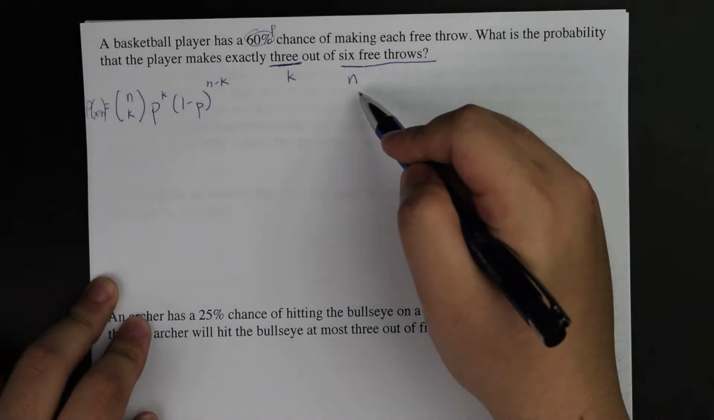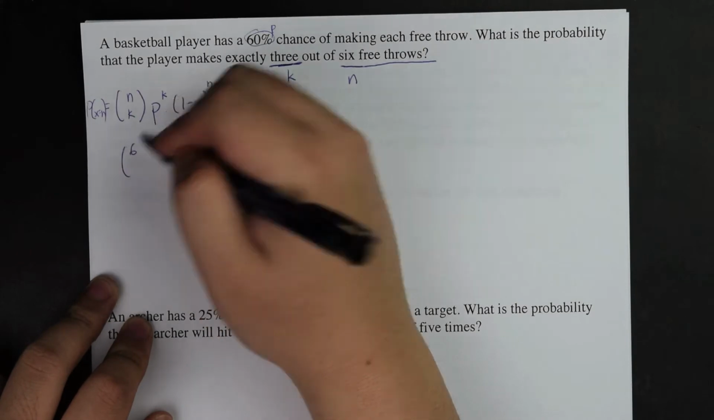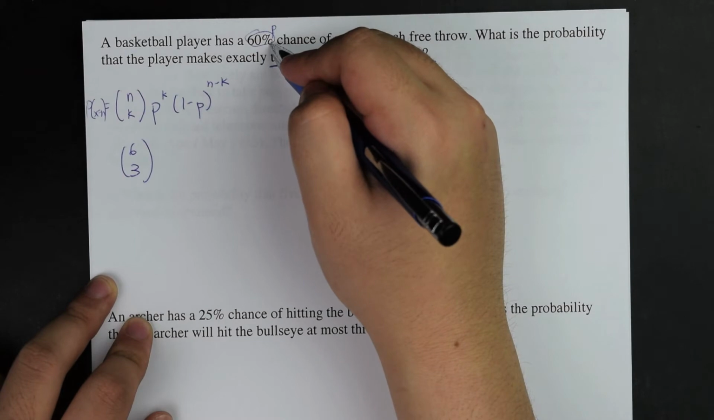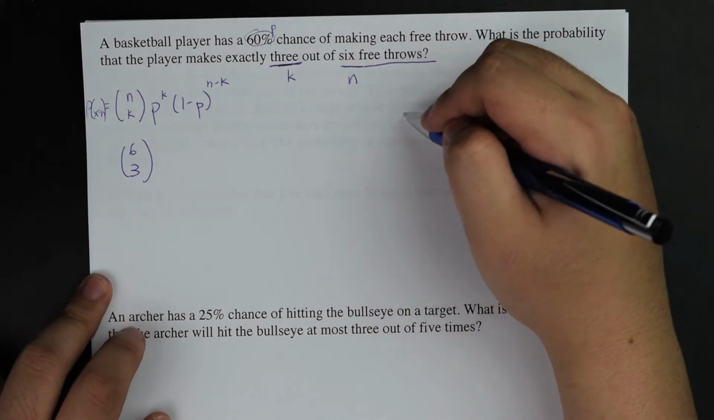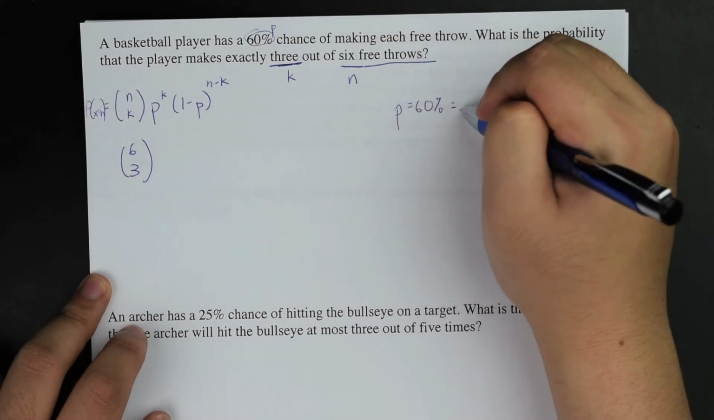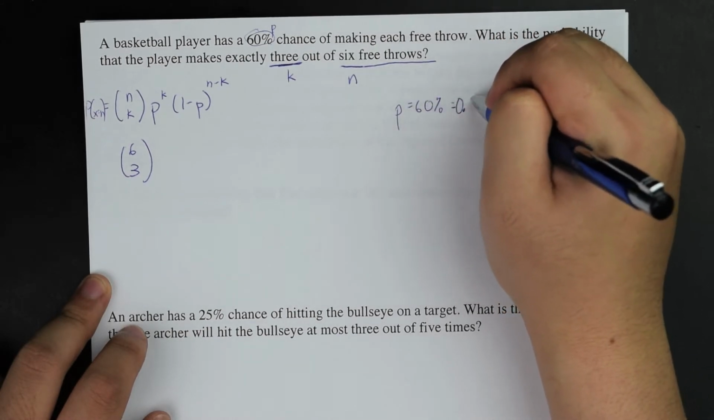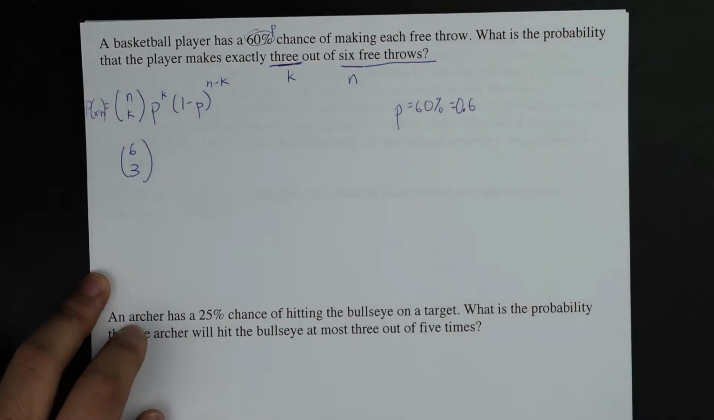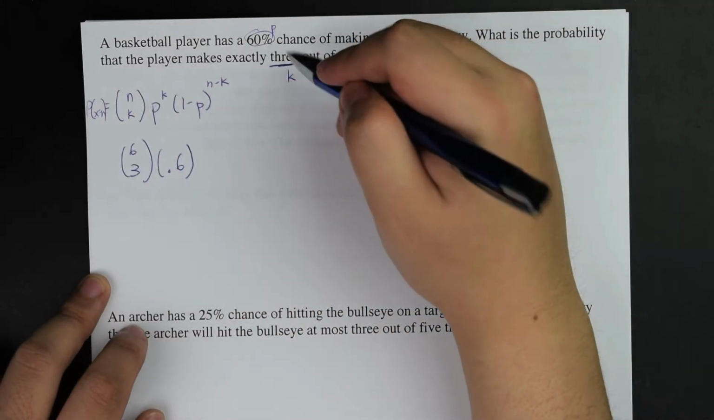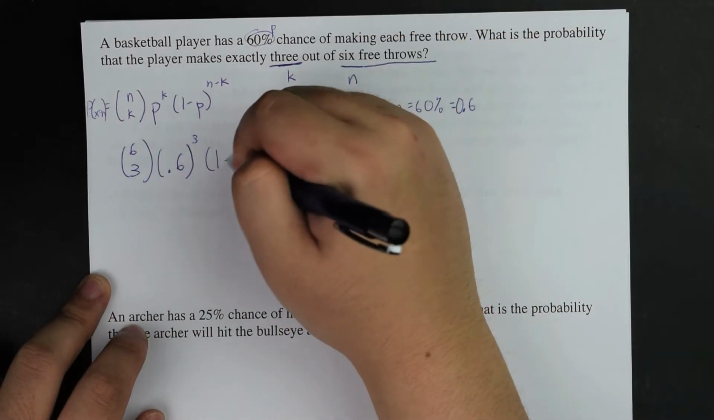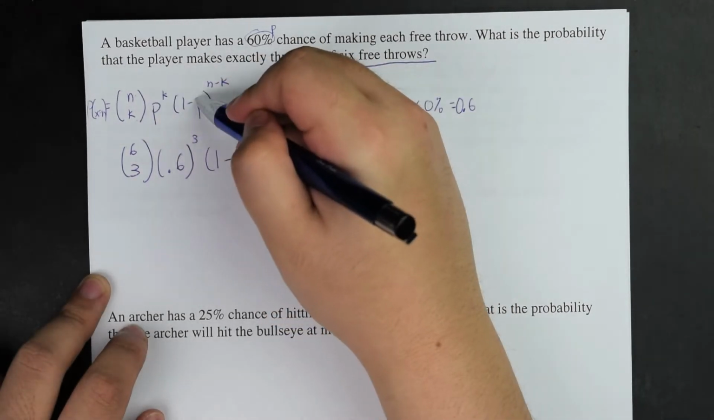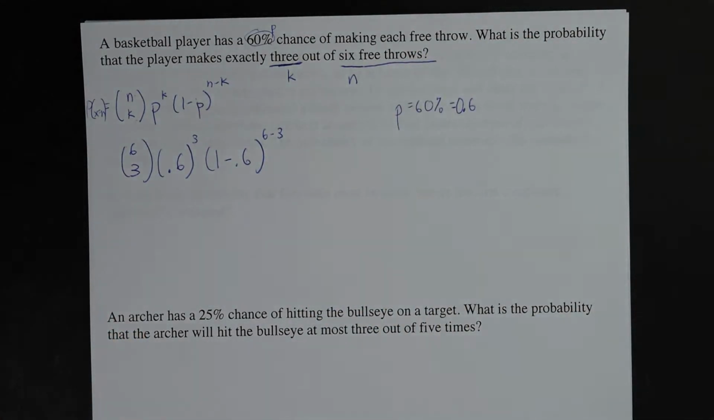As I mentioned before, my n is going to be 6, so I'm going to write 6. He makes exactly 3 of them, so I'm going to plug in 3 here. My probability here is 60%. But remember that when we talk about probabilities being 60%, we have to convert it to decimal format, which is 0.6. So for this question, I'm going to put 0.6 to the k, which is 3, and 1 minus 0.6 to the 6 minus 3. I'm literally following the equation step by step and copying it over right here.